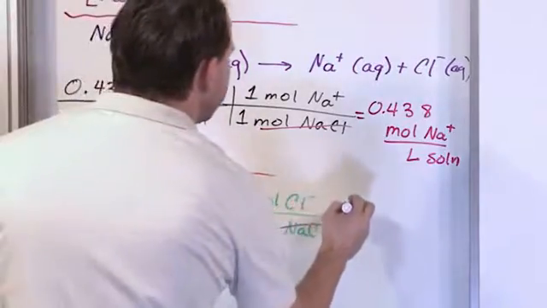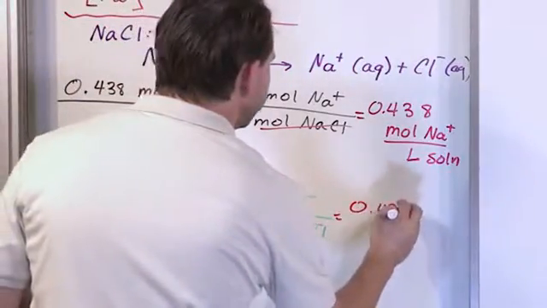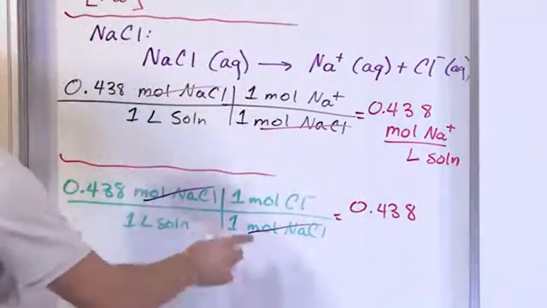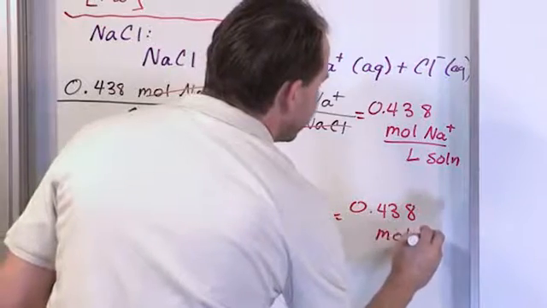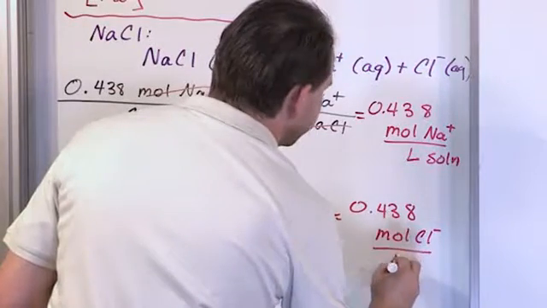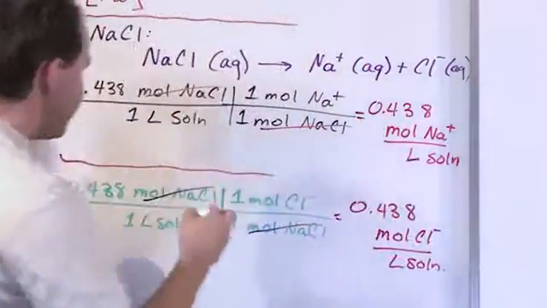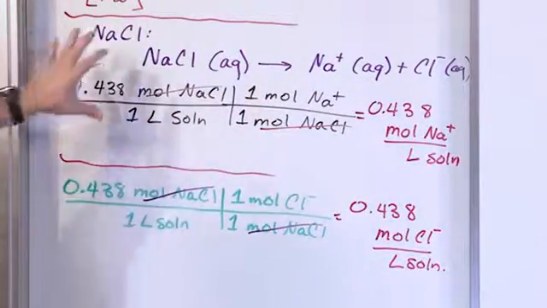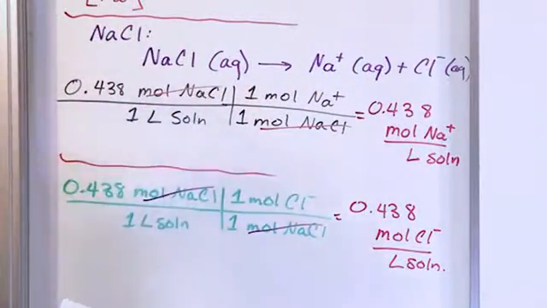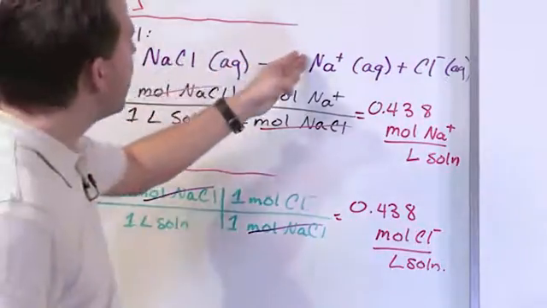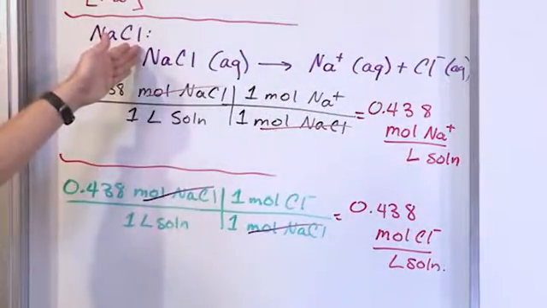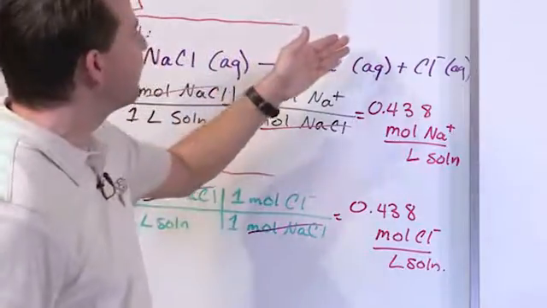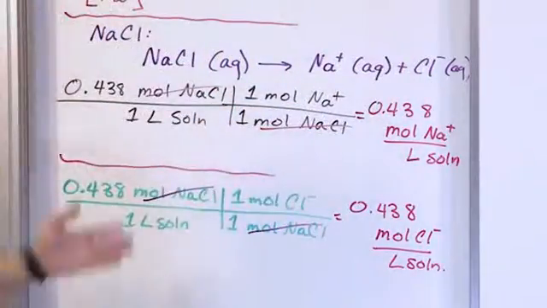So what we get is 0.438. And the unit is moles of chlorine ions per liter of solution. Now notice in these cases, I'm doing all of the math explicitly so you understand. I mean, some of you might realize by looking at this that since this splits up into 1 mole and 1 mole, you can just look at it and say, well, 0.438 moles of this is going to split into 0.438 moles per liter of this and 0.438 moles per liter of this, and just write it down.